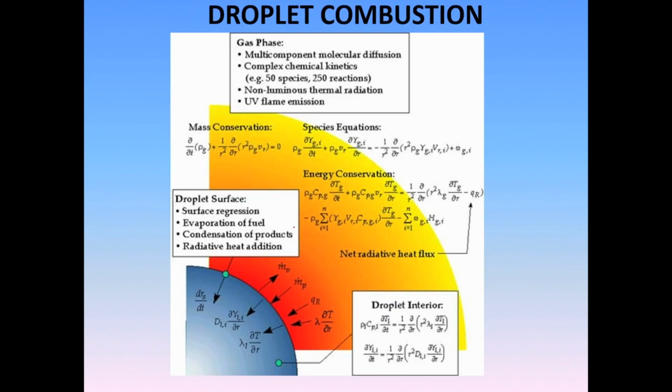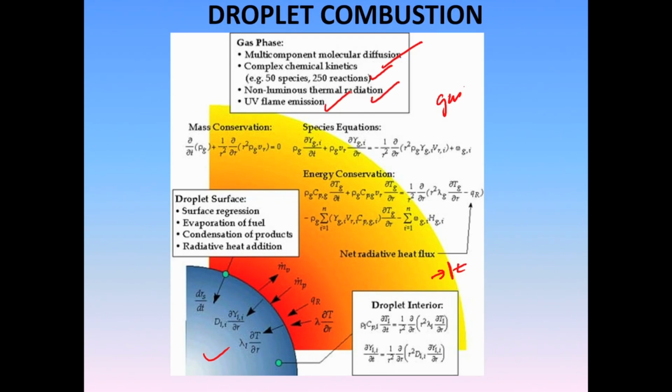Now, if we want to solve this equation along with combustion, and this is not to scare people away, basically this is the droplet, this is where the combustion front is, what we call the flame, and this is the gas phase flow field. You can see it is a multi-component molecular diffusion. When you have combustion, you have complicated kinetics, the chemical kinetics is extremely complicated. You can have as many as 50 species, 250 reactions, sometimes even more. There will be non-luminous thermal radiation, there will be UV emission.